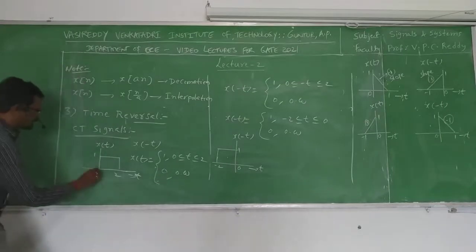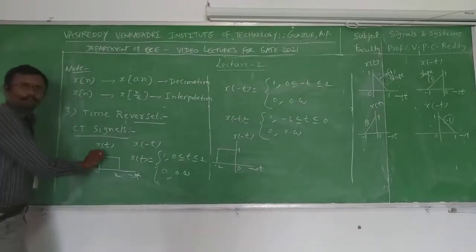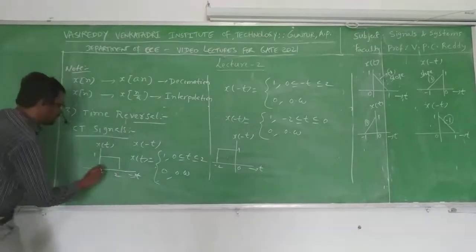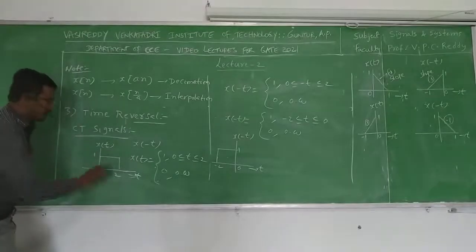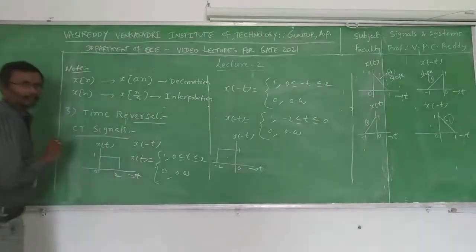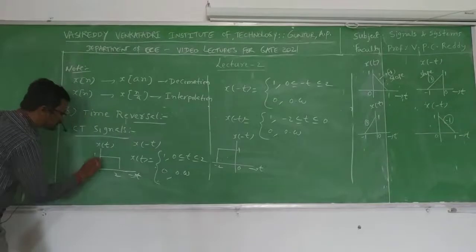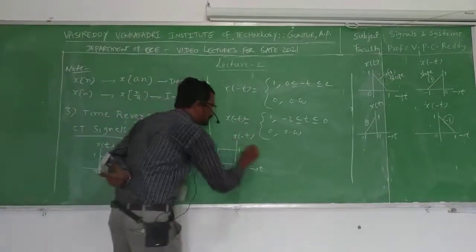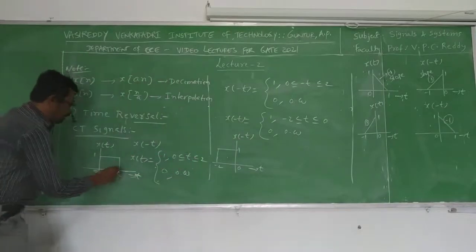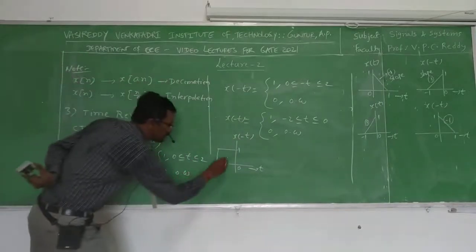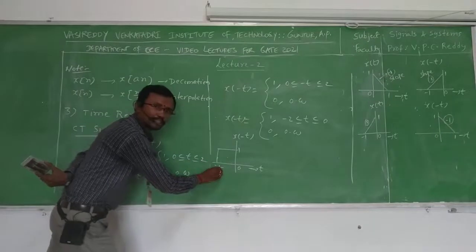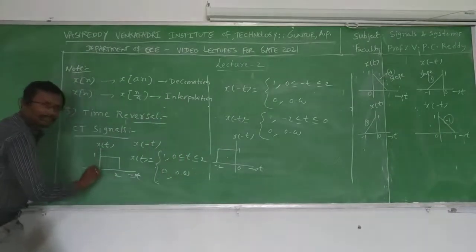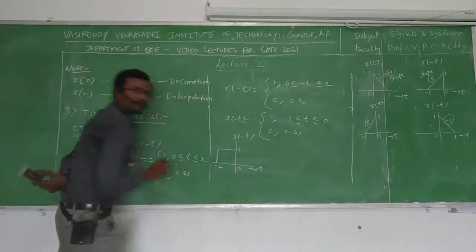So if you see like that, at 0 we are having a sudden jump. The sudden jump is also called positive discontinuity. Okay, so from 0 to 2 it is constant. At 2 this is a sudden fall. Okay, in x of t, at 0 sudden jump, at 2 sudden fall. Now if you see in the time reversed version of the signal, at t equal to minus 2 this is a sudden jump. At 0 it is a sudden fall.